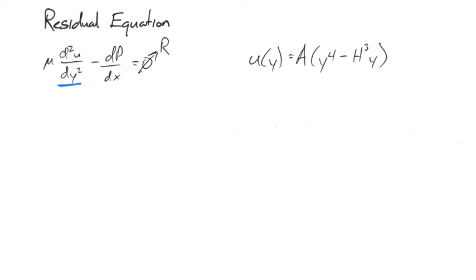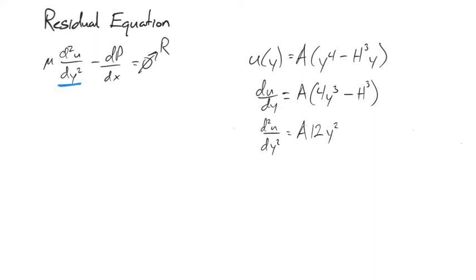And again, we do a second pass through all our different methods for the weighted residual. We're going to take both of these, but we need the second derivative of u with respect to y. So let's do that. We take the first derivative of u with respect to y and get a times 4y to the third power minus just h to the third power. That one goes away when we do the second derivative. So the second derivative of u with respect to y is equal to a times 12y squared.